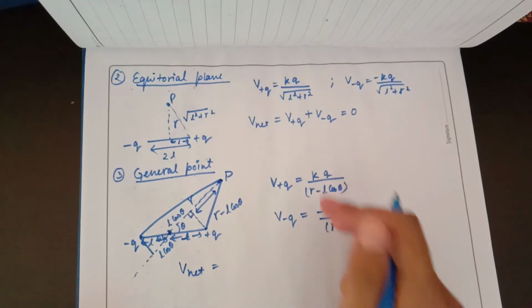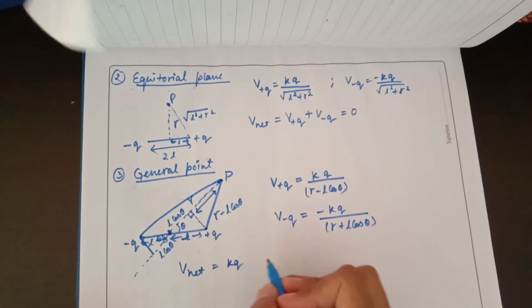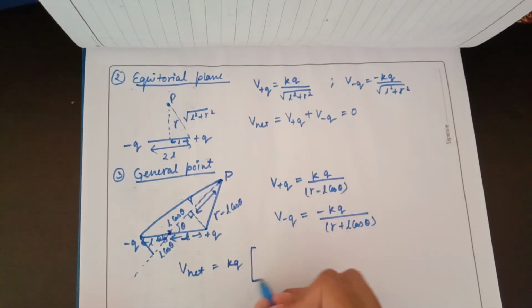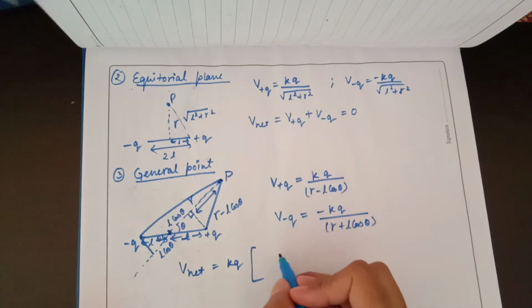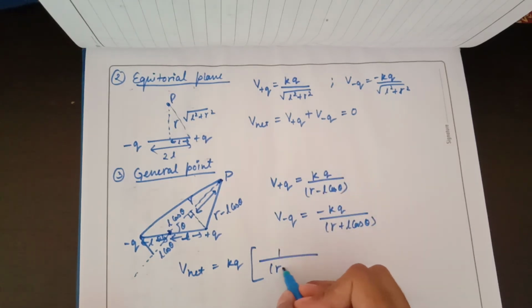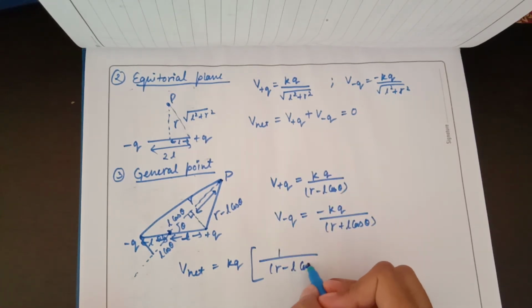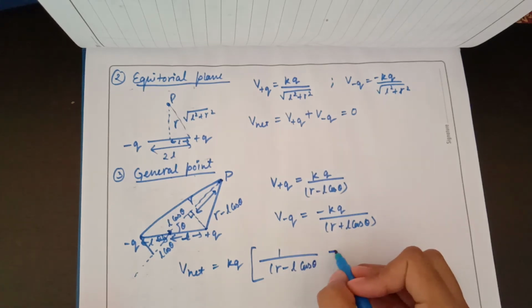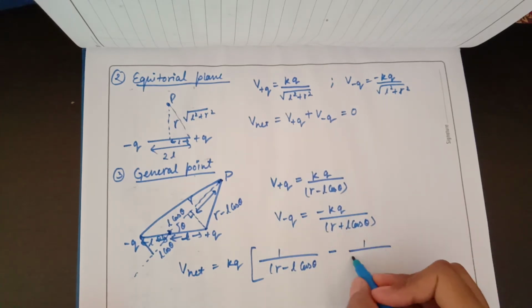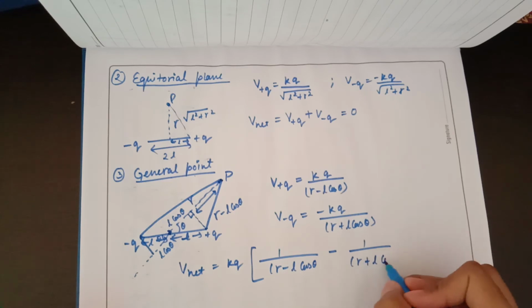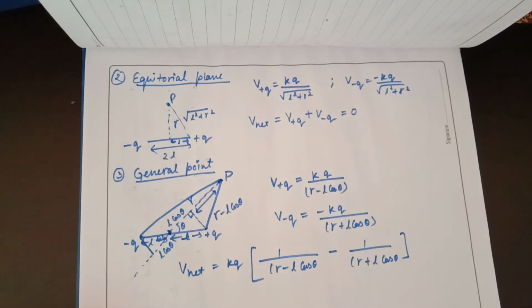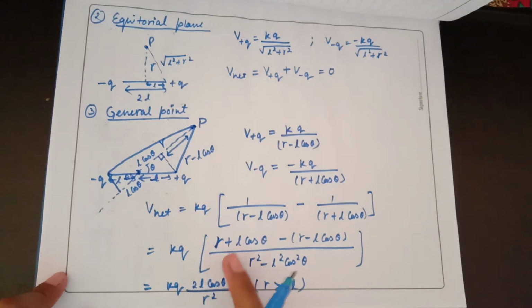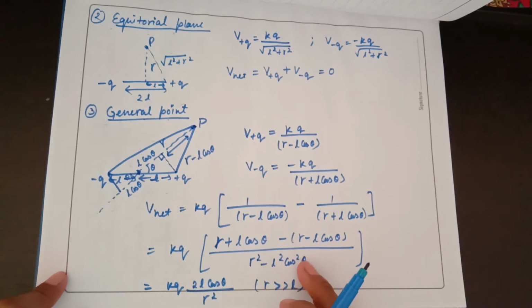So when I add these two, I can take kq common from these two, and inside I have 1 upon r minus L cos theta minus 1 upon r plus L cos theta. After calculation, r gets cancelled, and in the numerator I get 2L cos theta, in the denominator r square minus L square cos square theta.